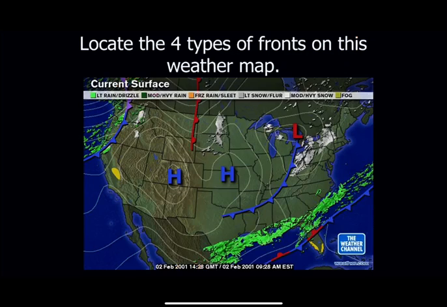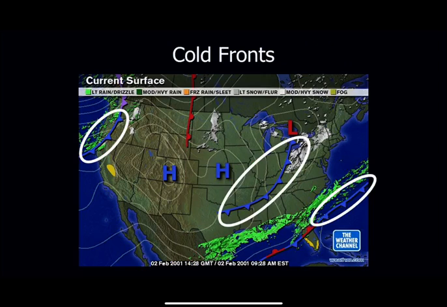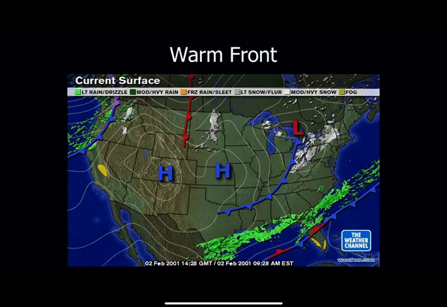Let's practice reading a weather map. Can you identify the cold fronts on this weather map? There's one off to the left, one in the center, and one to the lower right. Can you identify the warm front? There is one warm front along the lines of the United States and Canada.